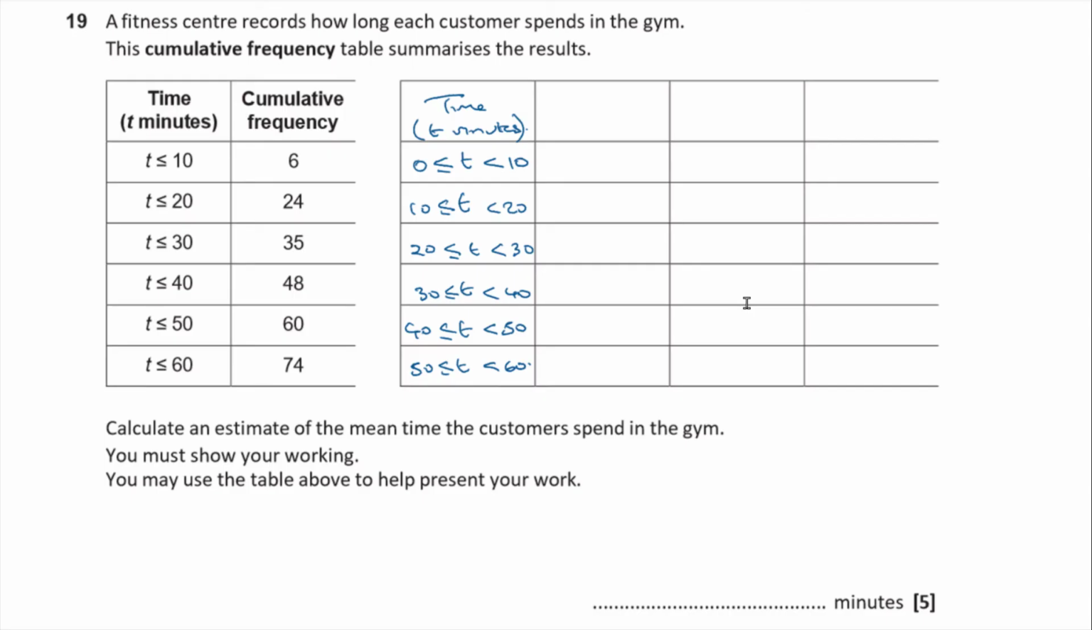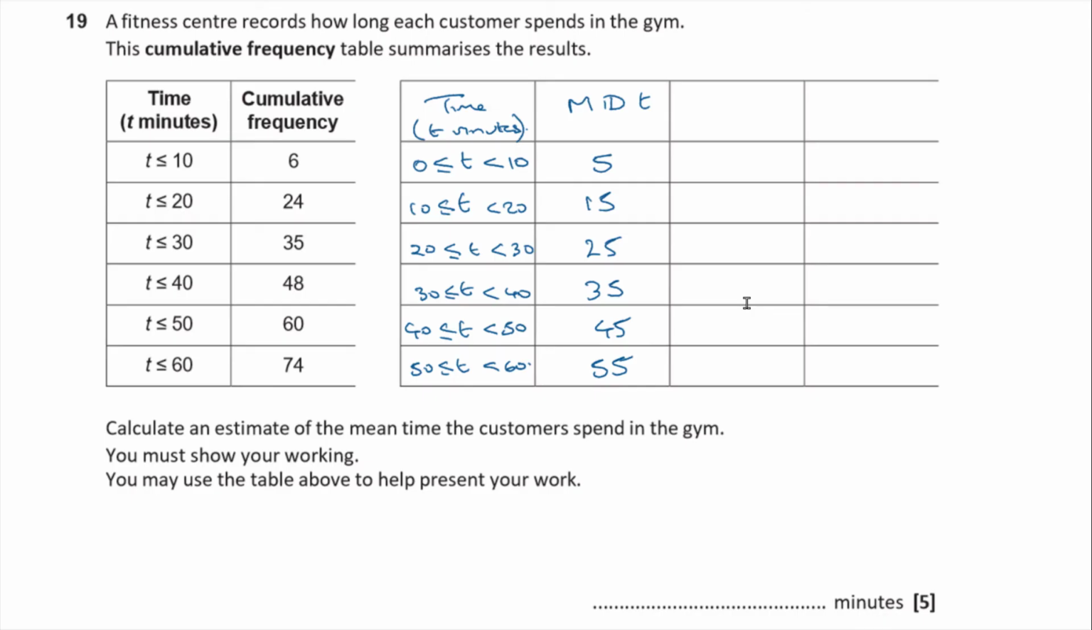Next I'm going to work out frequency. Well, actually I might just do mid values next, because I know what I'm going to be doing. So what's mid t? Mid t is going to be my halfway values between those limits, isn't it? When I work out an estimated mean with grouped data, I have to use the mid value of each range. So halfway between 0 and 10 is 5, halfway between 10 and 20 is 15, halfway between 20 and 30 is 25, and so on. I'm going to get 35, 45, and 55 as my midpoints.